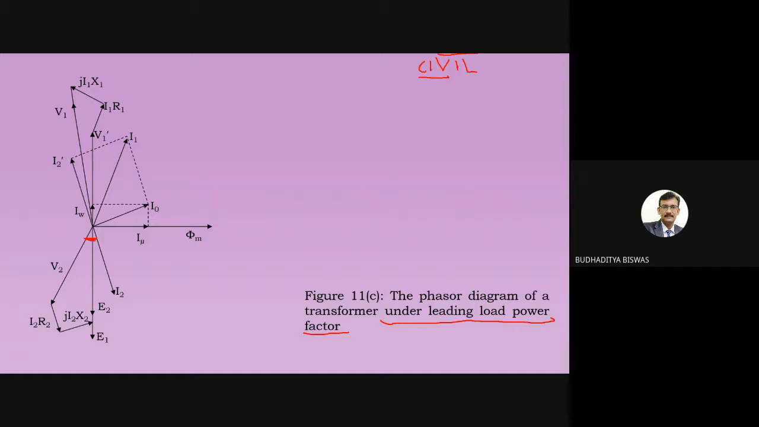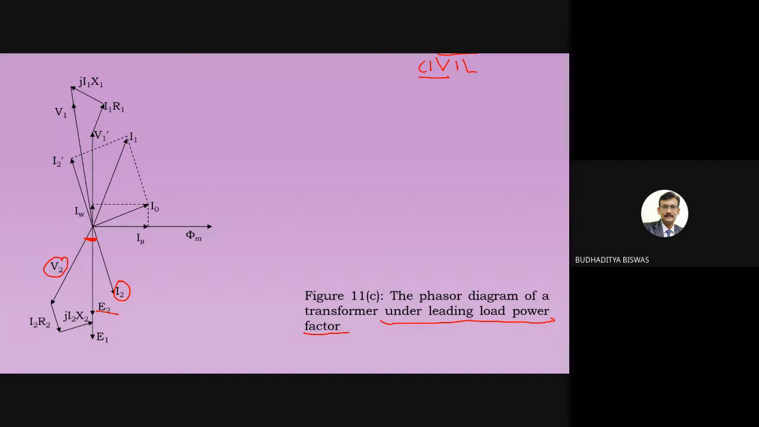Here you see, this angle is actually leading. Here, the current I2 leads from the V2 by an angle more than 0 degree but less than 90 degree. So this capacitor is actually mixed with some of the resistance, but it will produce this leading power factor condition. Then the rest of the thing is exactly same. After I2, we need to draw I2 R2 and j I2 X2.